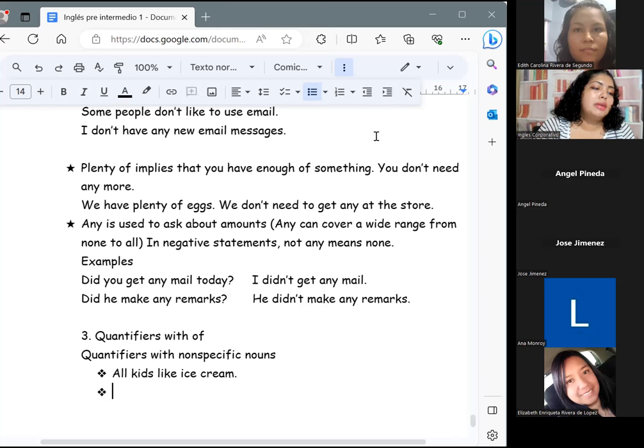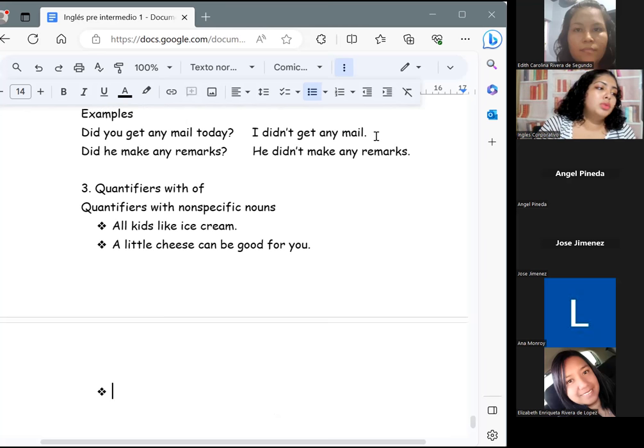Next one, a little cheese can be good for you. In this one, cheese is something general. Next one, a lot of computers have anti-spam software. No homework will be assigned in this class.